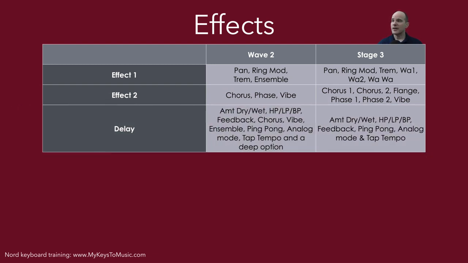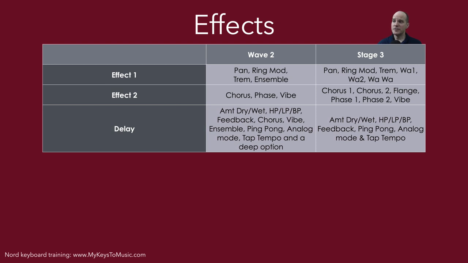Then the delay. Here we have a big advantage with the delay on the Wave 2, or I should say a slight advantage, not necessarily a big advantage. Both delays have an amount dry and wet setting knob. They both can filter the tail of the delay through an HP, LP, and BP filter. That would be a high pass, low pass, and band pass filter. They both have a feedback optional setting.